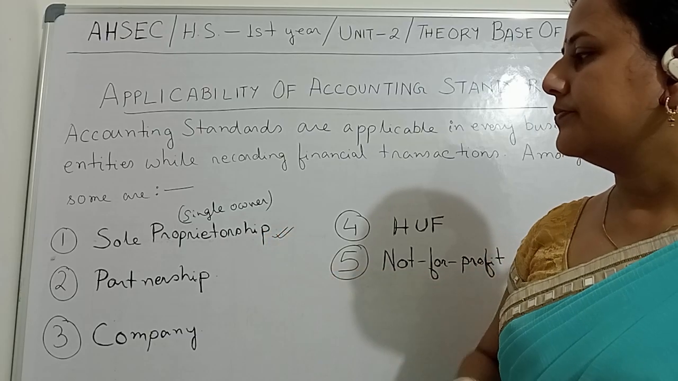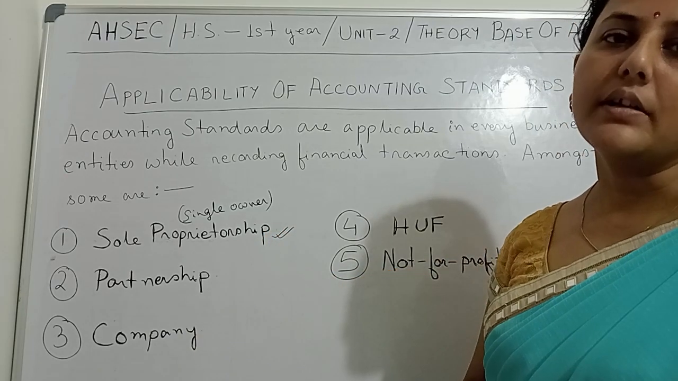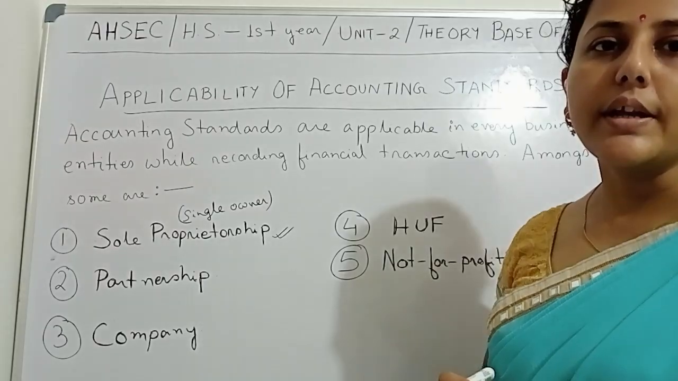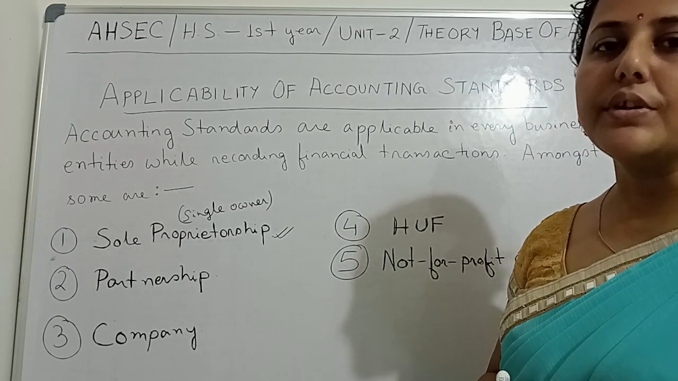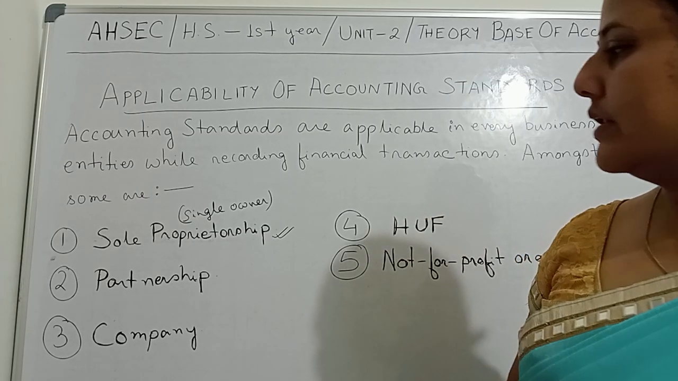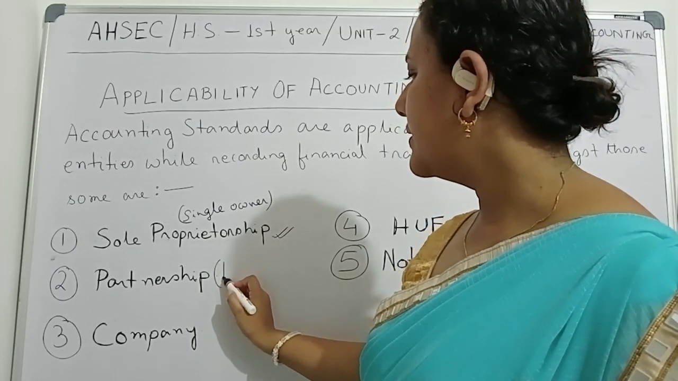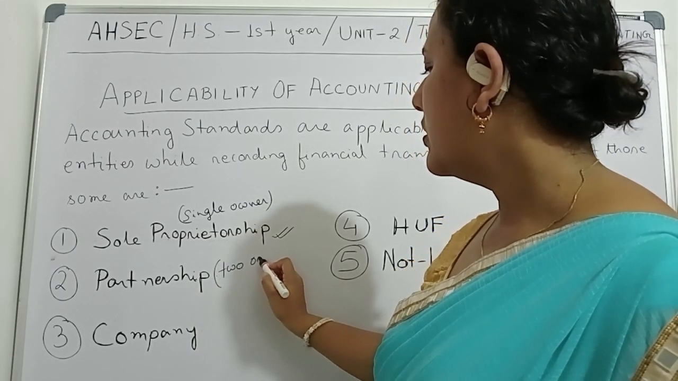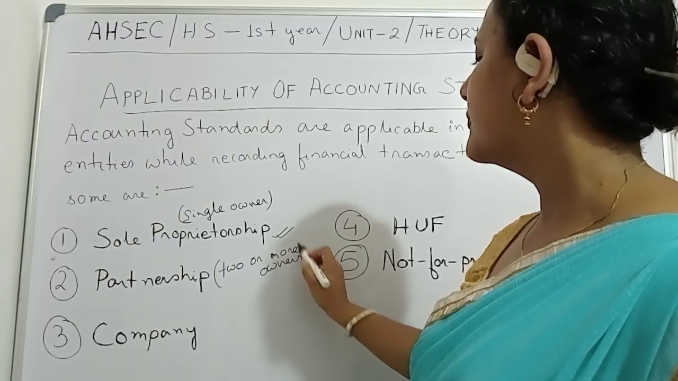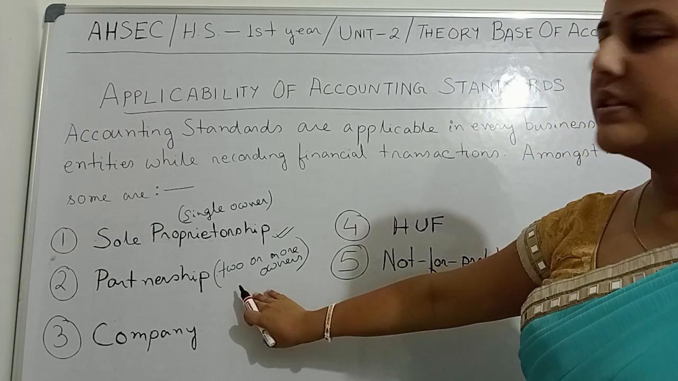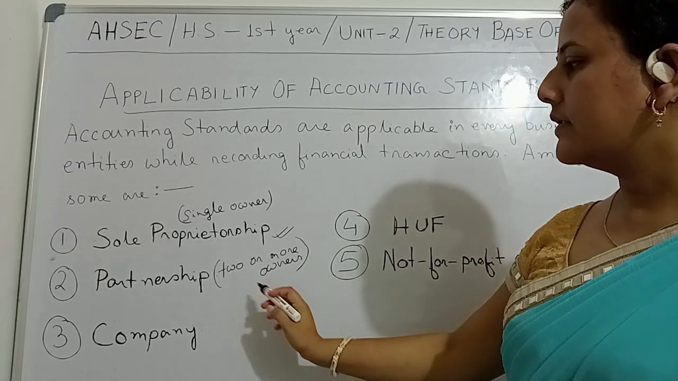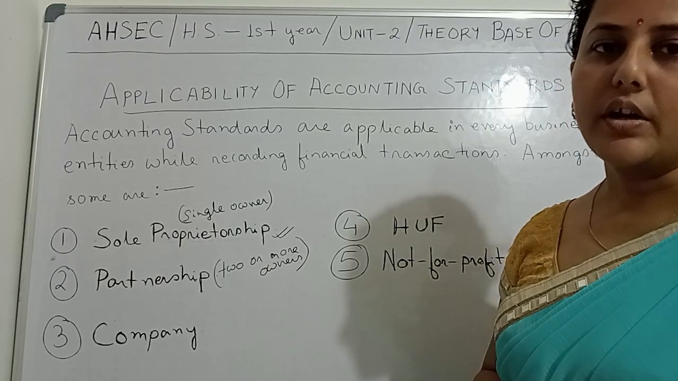Sole proprietorship. Then number 2 is partnership. Partnership means when two or more persons come together or join hands to do business to earn profit. It is known as partnership. So there are two or more owners in a partnership business. You can write here: two or more owners. So in a partnership business also there is applicability of accounting standards, which are followed to prepare the books of accounts.